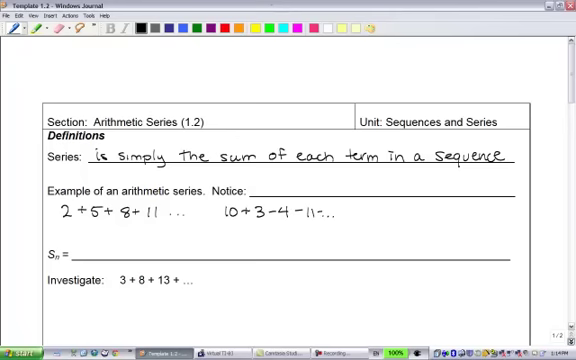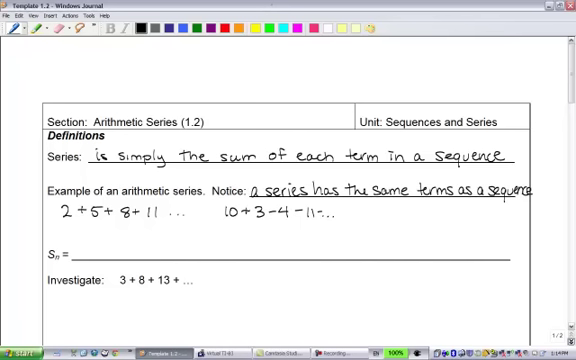So what do we notice is that a series has the same terms as a sequence. So they're exactly the same thing, except the terms in a series are separated by an addition sign or a subtraction sign, whereas terms in a sequence are just separated by commas.